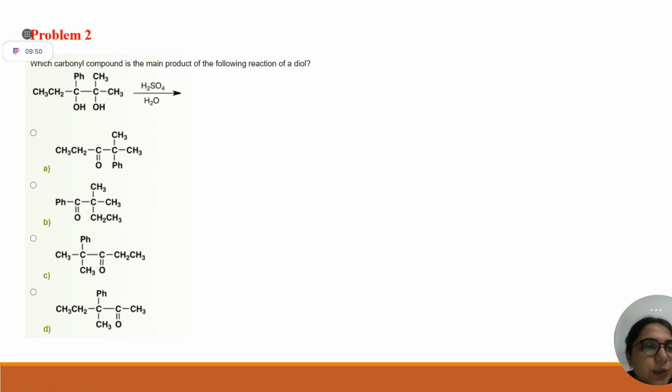So problem number 2 is: which carbonyl compound is the main product of the following reactions of a diol? By looking at this reaction, which name reaction do you recall? Pinacol rearrangement. Exactly. So how will you proceed for these types of problems? What should be my first step?